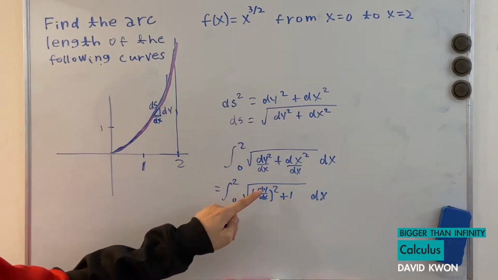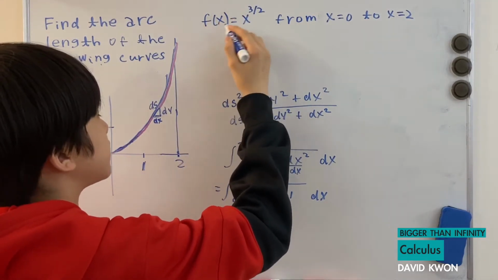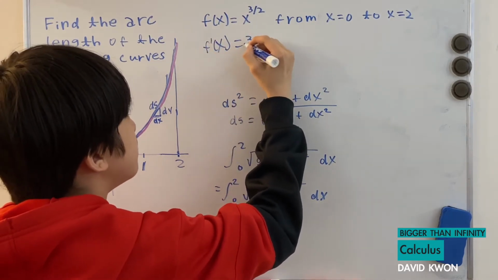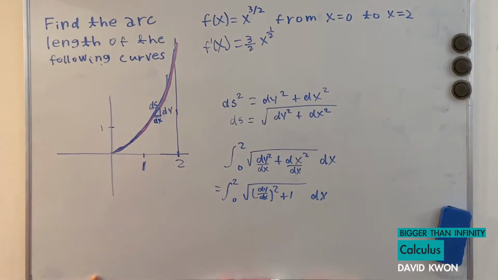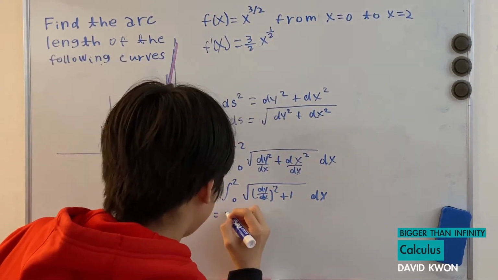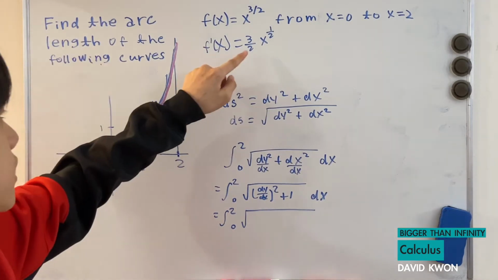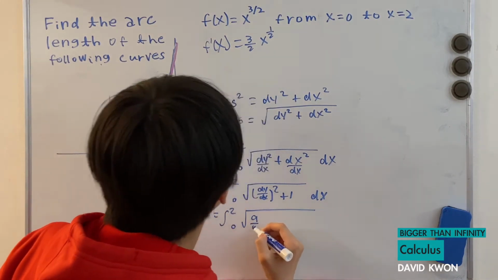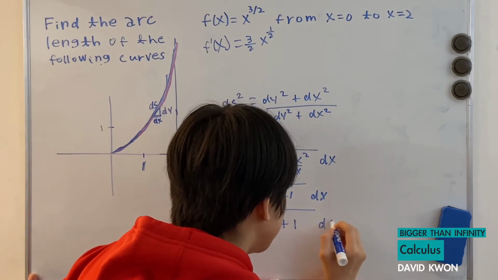And now to find the value of dy over dx, we can just differentiate that. So yeah, f of x is equal to x to the power of 3 over 2. And f prime of x of that would be 3 over 2 times x to the power of 1 over 2. Yeah, I think that's right. So now, let's put this into here. If we do, we're running out of room, so we will skip just one step. Let's square this first. If we do, we get 9 over 4 times x. And then a plus 1. And then we still have our dx.